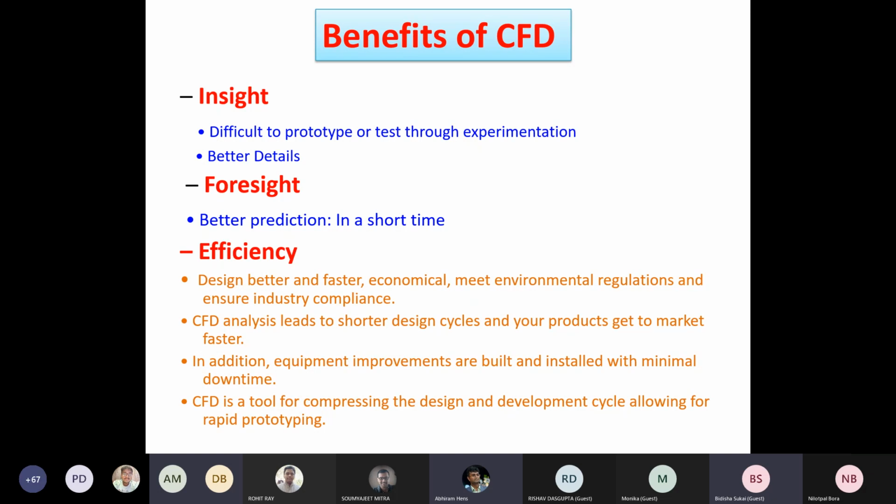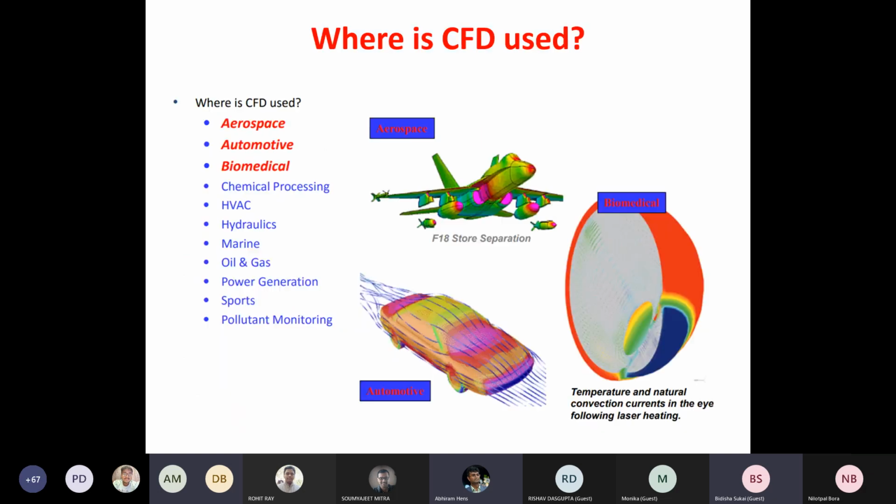So if you use proper CFD analysis, and that's why a lot of industries are right now interested, they are trying to do some CFD analysis before optimizing the design of their equipment or process. Now, after seeing its benefits and advantages, let us see where it is used. That we will discuss in a few slides.